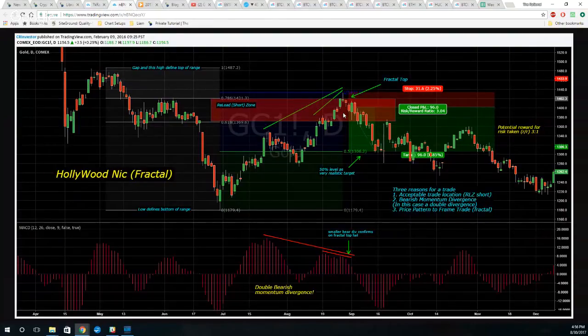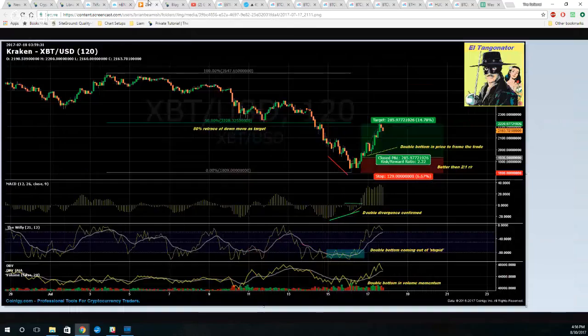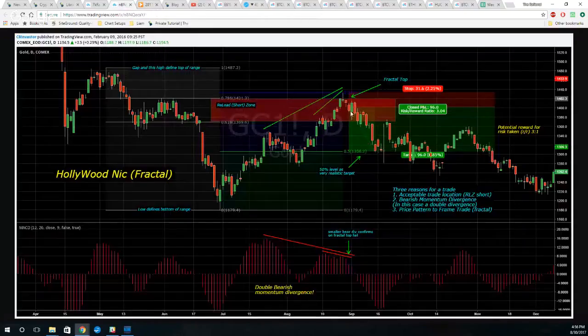And then finally, reason number three. I really like, especially for these Hollywood Nick and the El Tangonator, I really like if we can get an oscillator that's flashing oversold. That's awesome. But in essence, reason number three, even with our MACD momentum indicator looking like this, I can now start hunting for structural reasons. What is there structurally in price that will support my trade idea?